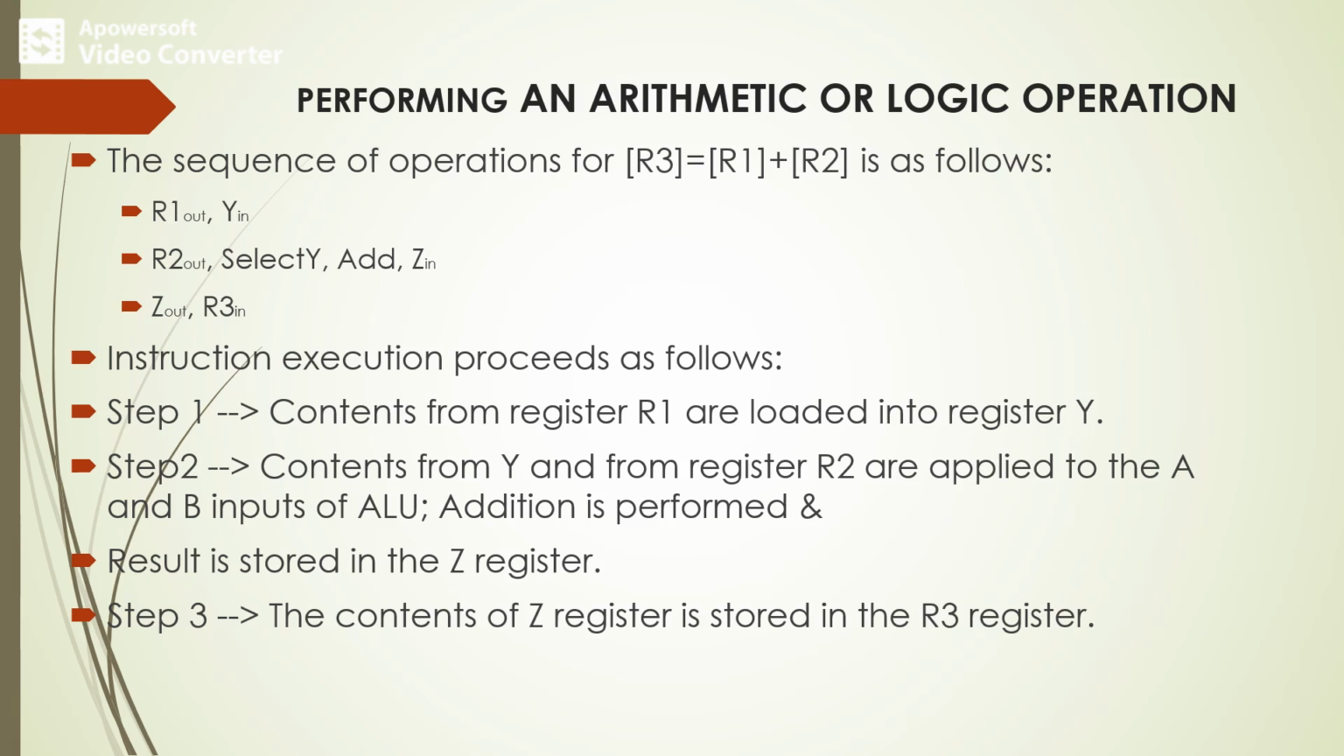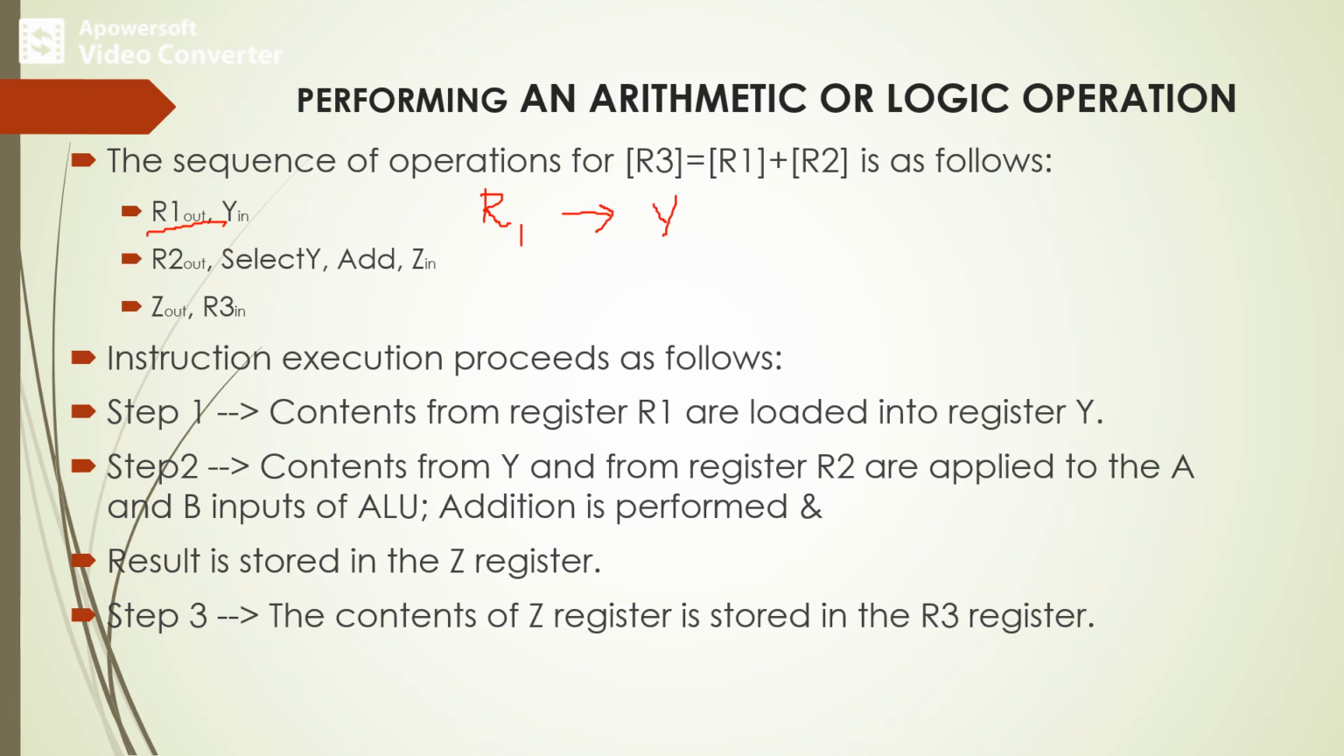So we can consider the sequence of operations that can be carried out. The first step is R1 out, Y in. That means the content of register R1 is loaded into the temporary register Y. During step 1, the gating signal R1 out is set to 1, so the content of R1 will be copied into the temporary register Y.